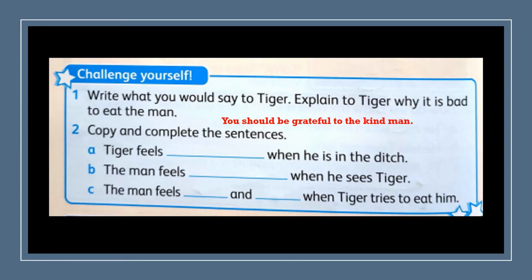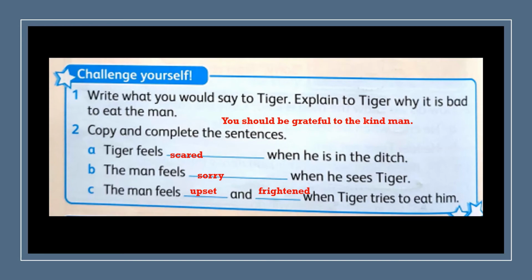A. Tiger feels scared when he is in the ditch. B. The man feels sorry when he sees tiger. C. The man feels upset and frightened when tiger tries to eat him. Upset is another word for sad, and frightened is another word for scared.